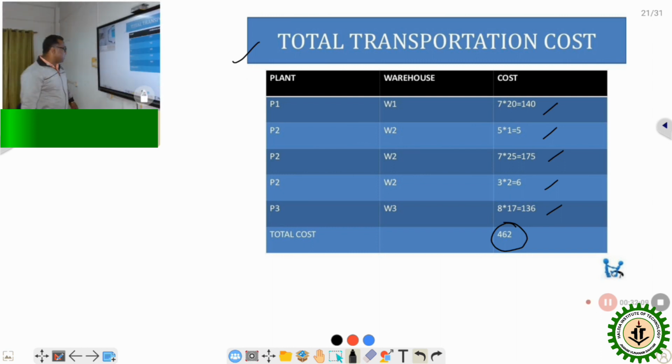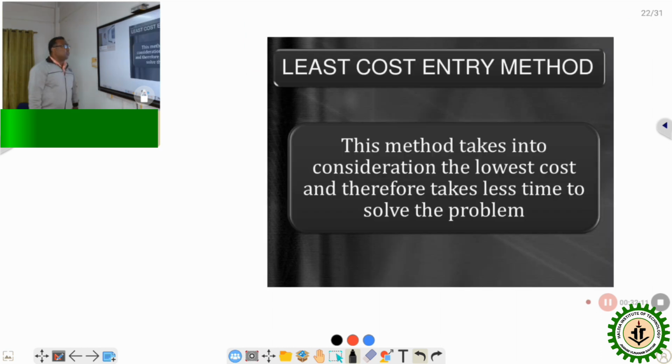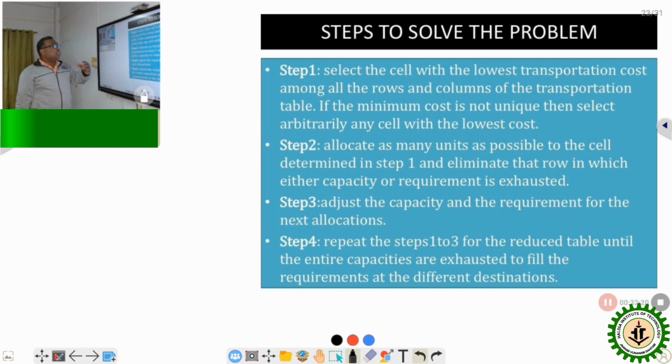Now I am going for the second technique, which is called the least cost entry method, or sometimes it is called matrix minima method. This is also the same procedure, but with a new concept. New concept means basically, as we want to transport, we want to minimize the transportation cost. So we are searching in which cell the minimum cost is present.